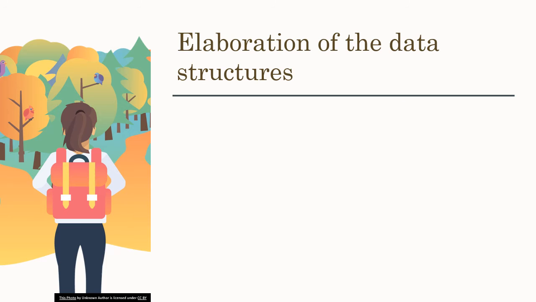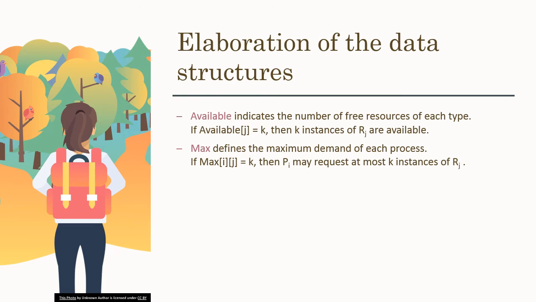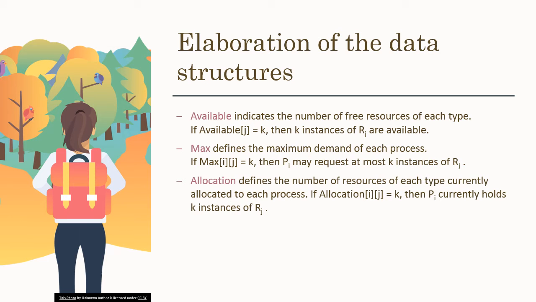Elaboration of the data structures. Available indicates the number of free resources of each type. If available j equals k, then k instances of Rj are available. Max defines the maximum demand of each process. If max ij equals k, then Pi may request at most k instances of Rj. Allocation defines the number of resources of each type currently allocated to each process. If allocation ij equals k, then Pi currently holds k instances of Rj.